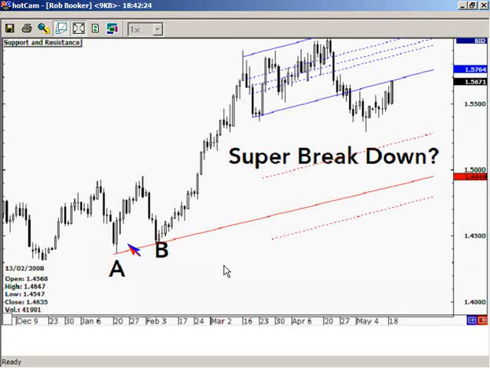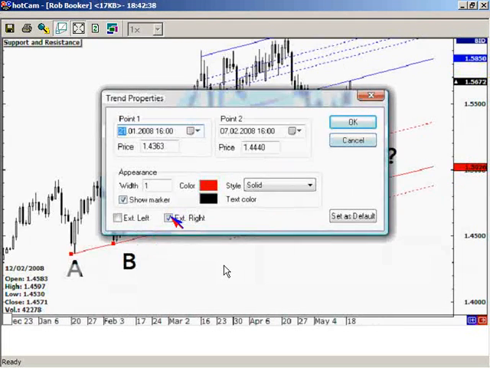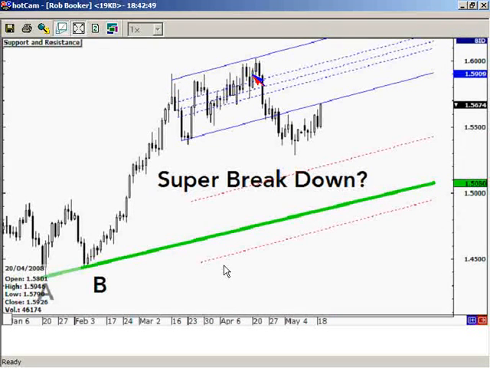Point A to B down here. And this trend line, we're going to color this green, Dave, because this is our longest term trend line. Then we had a channel up here. This brings us sort of full circle to the concept of trading a channel break all the way down to a green trend line.